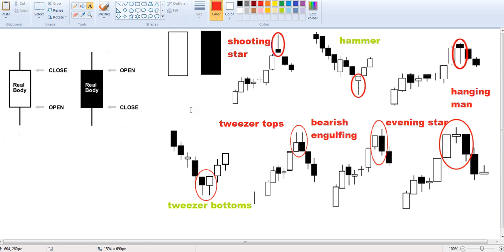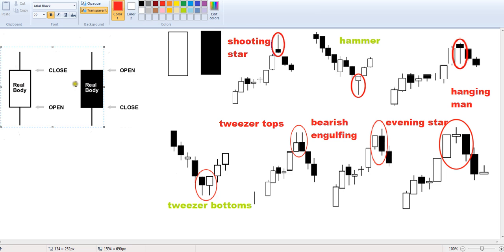So right here you have the white one. I circled the whole thing by accident, but the white one would be considered a bullish candlestick. And as you can see, this is called the real body. This main rectangle right here is the main body of this. These are called the shadows. So the end of the shadow right here would be the low. The end of the shadow right here would be the high.